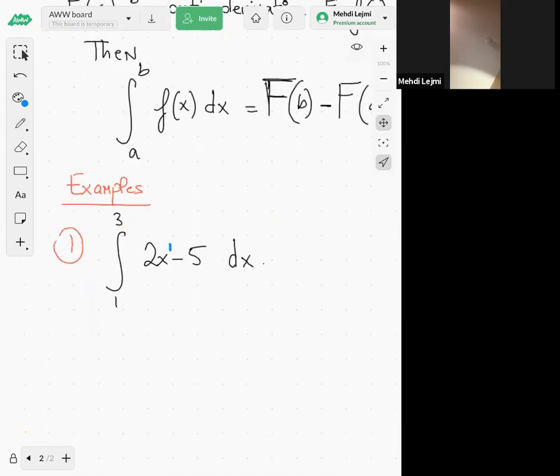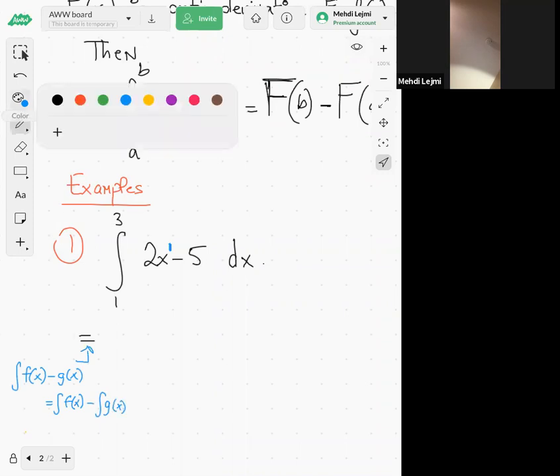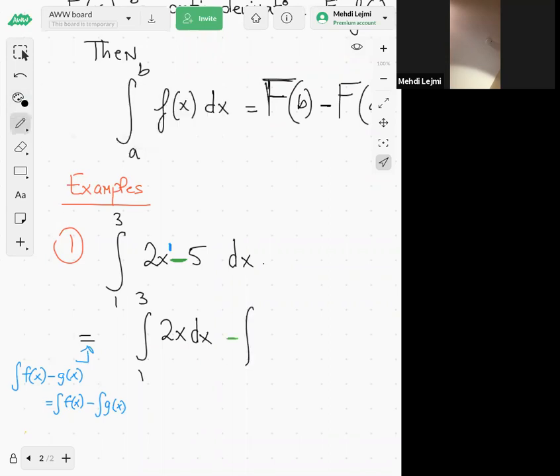Well, first, remember, guys, we said one of the properties of the integral is that the integral of a difference between two functions is the difference between the two integrals. Just to remind you, the integral of f of x minus g of x is the integral of f minus the integral of g. Here we have a minus, a difference. So that will be the integral of 2x dx from 1 to 3 minus the integral from 1 to 3 of 5 dx. This is like my f, and this is like my g.